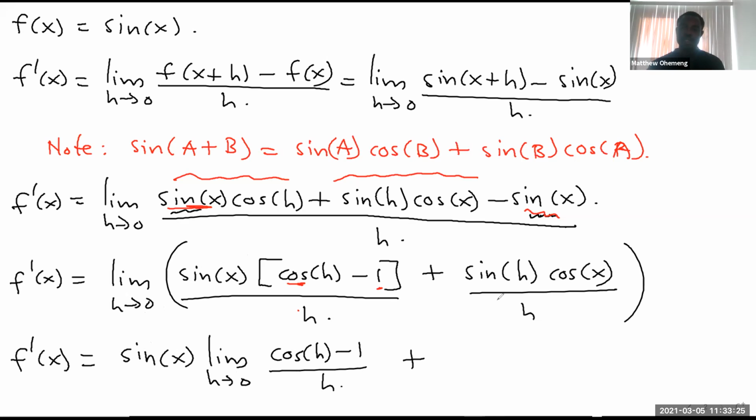And then plus, for this piece, because cosine of x also does not depend on h, you can also factor that out. You have cosine of x, and then the limit as h approaches 0 of sine of h all over h. Please, are you okay up to this point? Any questions on this proof?